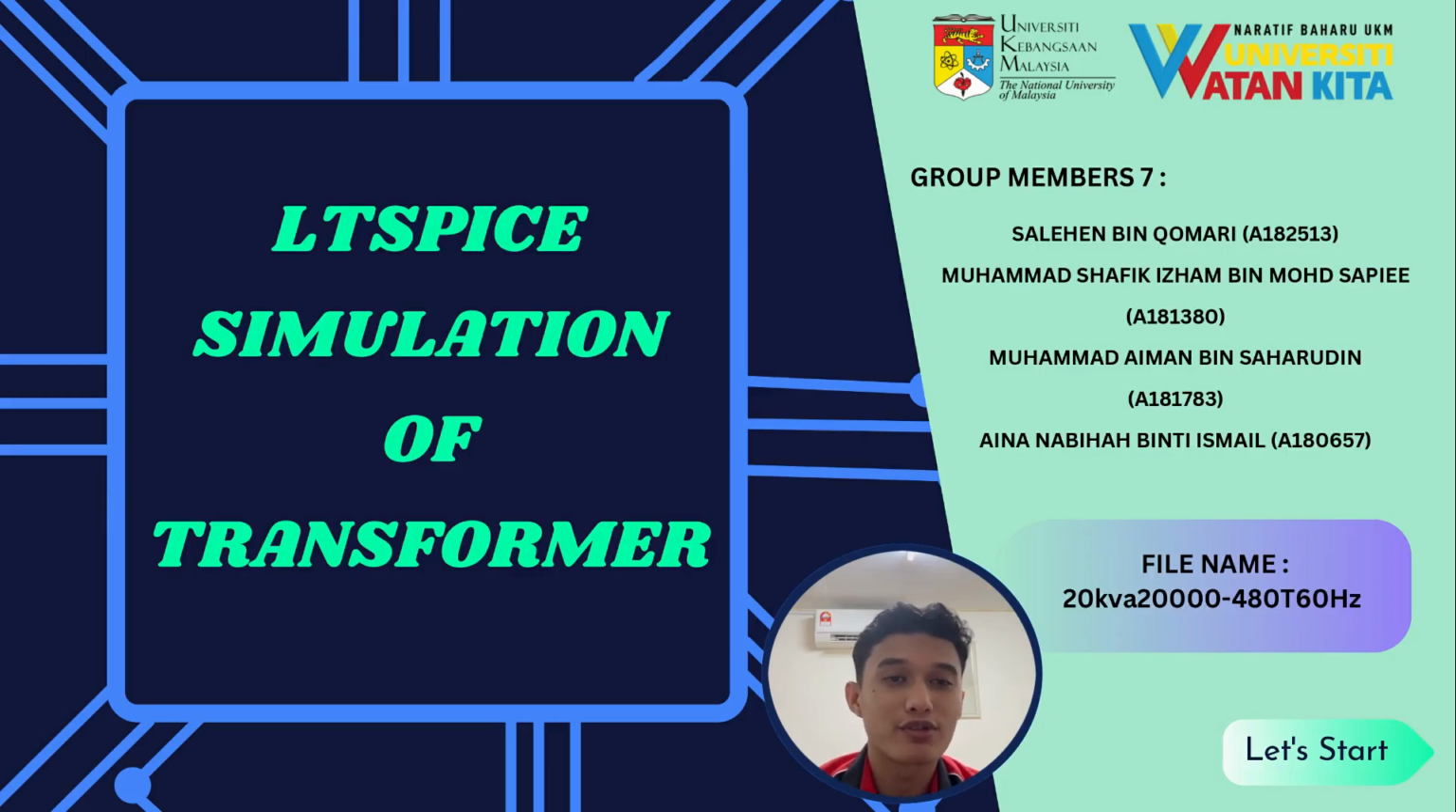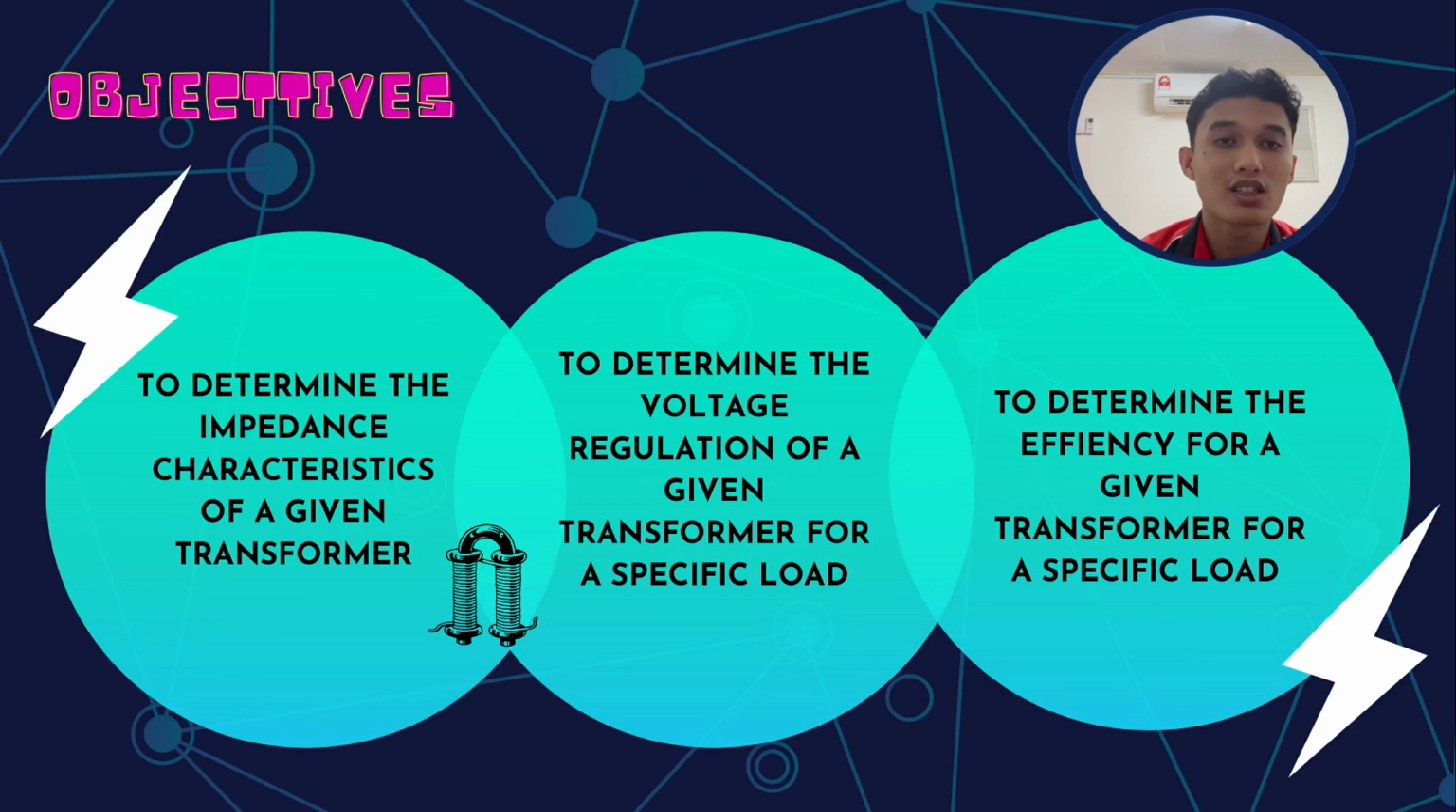Hi, we are from Group 7 and in this video, we will explain the LTspice simulation of a transformer with the file name 20 kVA, 20,000 to 480 V, 60 Hz. The first objective is to determine the impedance characteristics of a given transformer. Second is to determine the voltage regulation of a given transformer with a specific load. Third is to determine the efficiency of a given transformer for a specific load.